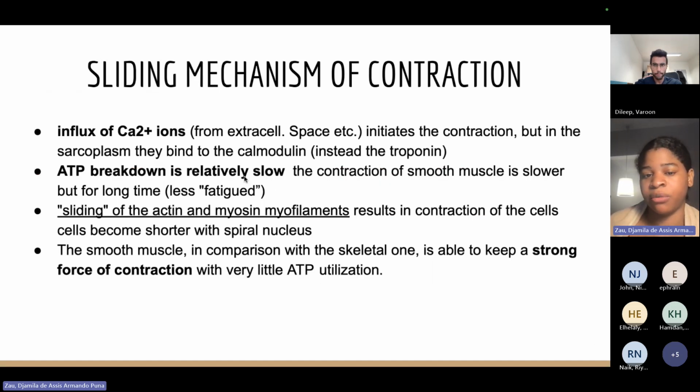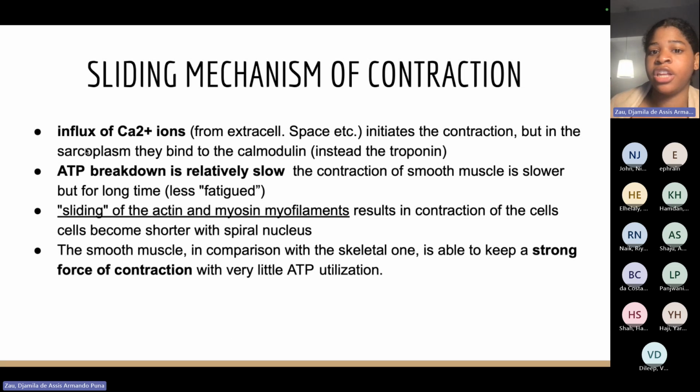So again, I wrote down the sliding mechanism, but I think the image before was just much better. You guys know there's going to be an influx of calciums. They help initiate the contraction. But remember that when we're talking about smooth muscle, they're going to bind to calmodulin, not troponin.